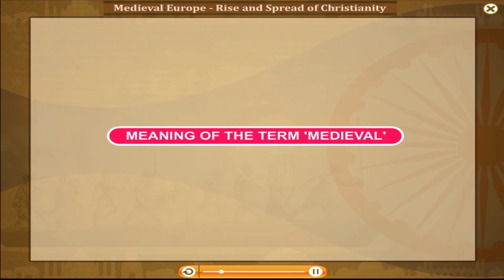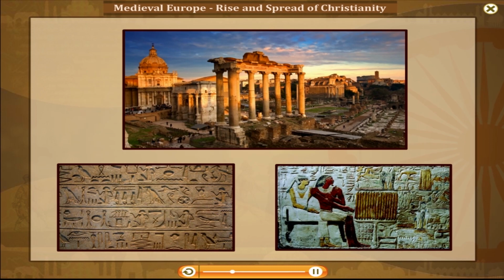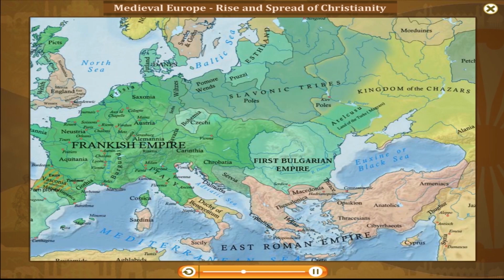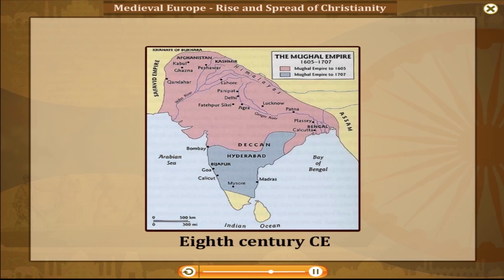Meaning of the term medieval. The history of the world can be divided into three broad periods, namely ancient, medieval and modern. Each of these periods covers many centuries, and the length of a period may differ from one part of the world to another. For example, the medieval period began around the 5th century CE in Europe, but around 8th century CE in India. The medieval period in India covers roughly 1100 years. The time frame of medieval period is taken as 700 to 1800 CE.